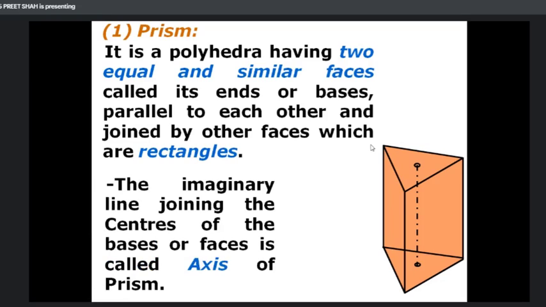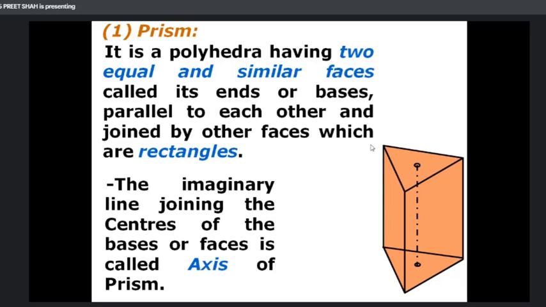It means the top one has triangular faces, and the bottom is also a triangular face. So both have the same faces. Two equal and similar faces are called the ends or bases. Now all the sides of the base are connected to rectangles, so that is called a prism. Remember, a prism is a polyhedron with two equal bases, and all edges of the base are connected to rectangles.